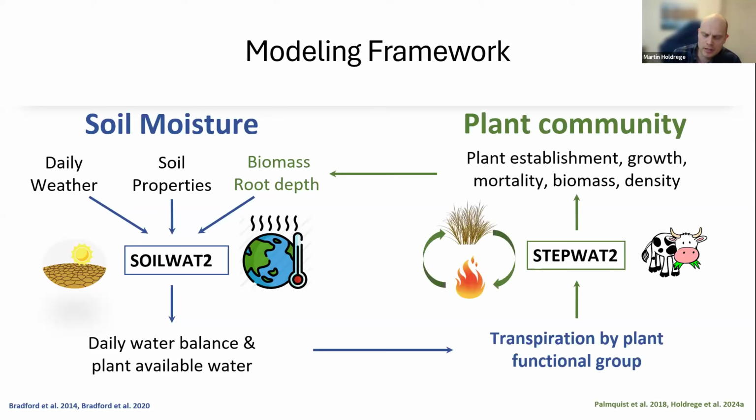We've also got a plant community model that couples to the soil moisture. So based on the amount of soil water that's available, it's then simulating plant growth, as well as disturbance, such as feedbacks between vegetation and fire, which will become important for some of the other results I'll be talking about, and grazing as well, meaning biomass removal in the model.